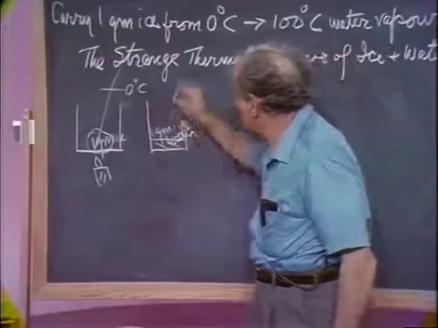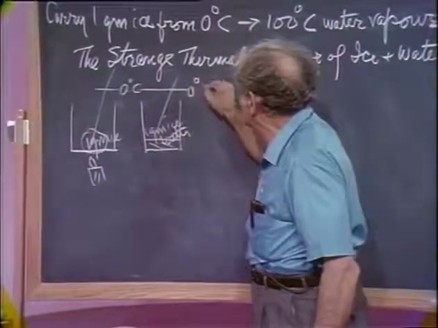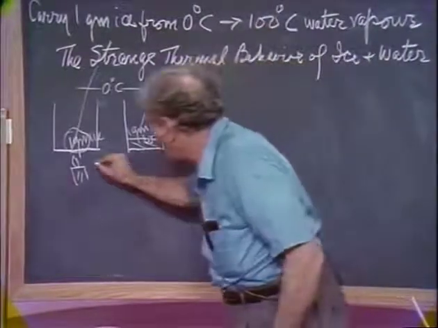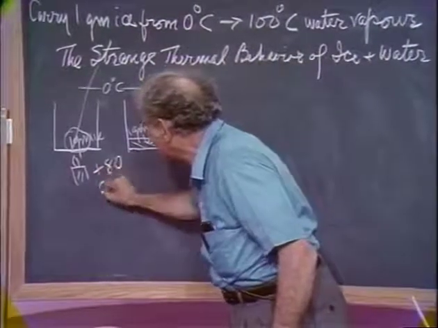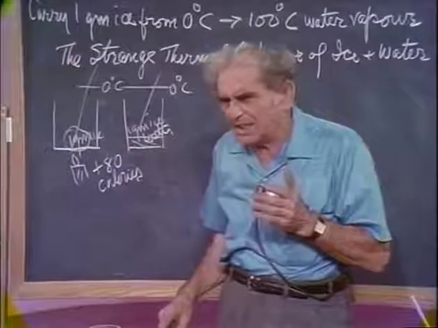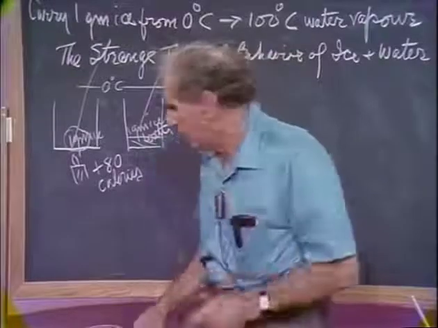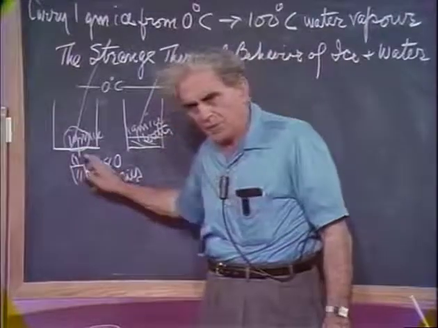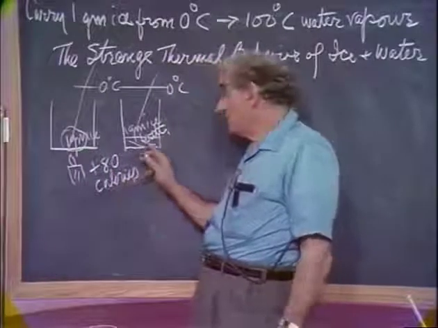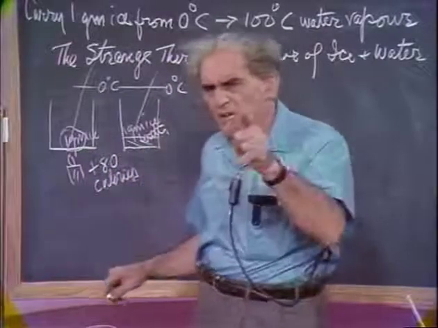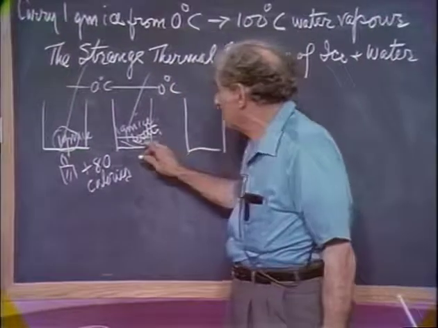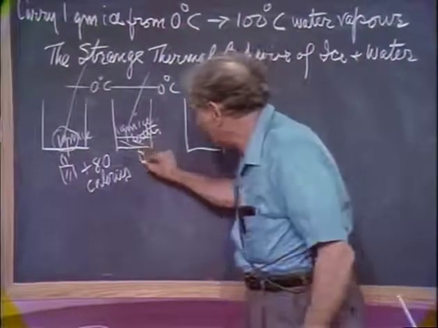and what is the temperature of that ice water? 0 degrees centigrade. And how much heat have I added? I have added 80 calories. Now, this should make clear the difference between heat and temperature. I have added 80 calories to a gram of ice, and I get only a gram of ice water with no change in temperature.